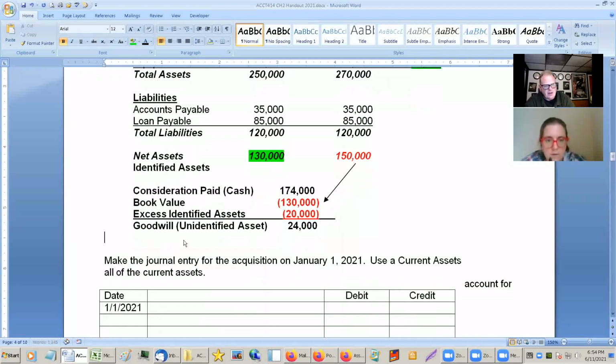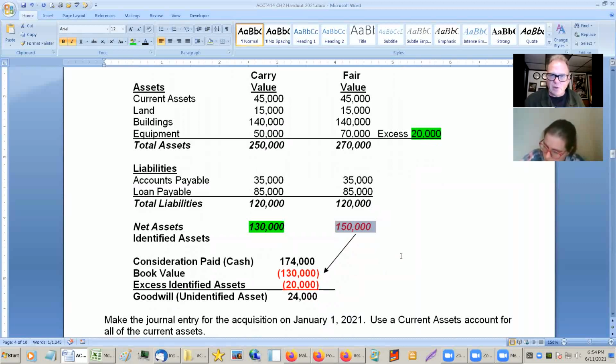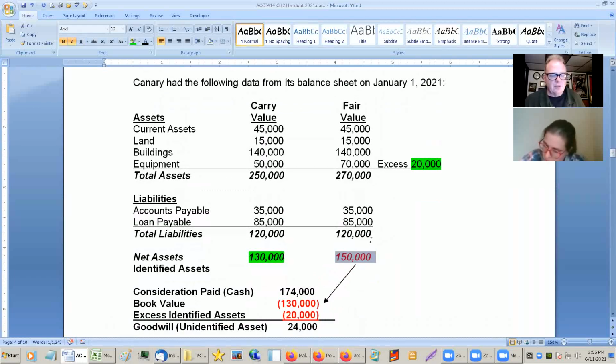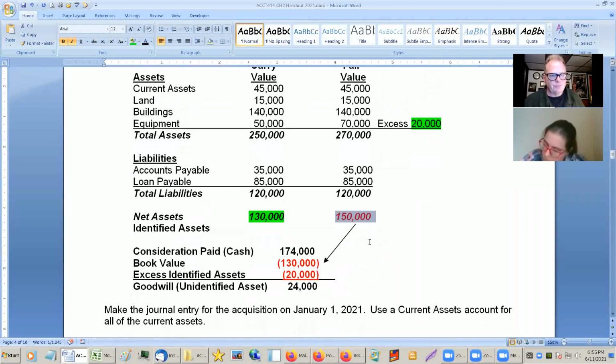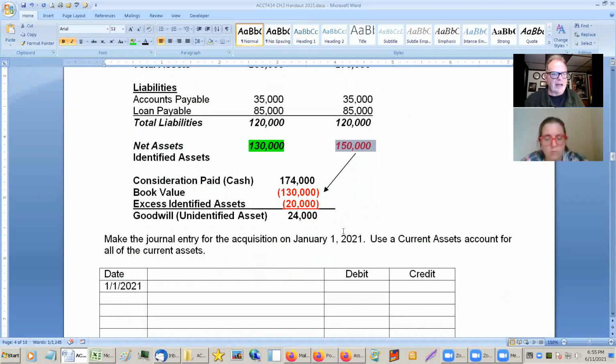To me, the easiest way to do it is just to find the fair value of the place, and what did you pay? If we paid more than that, there's a goodwill. If we paid less than that, it's a gain. If we paid exactly that, it's nothing. And this book value plus the excess identified assets, that's just the fair value of the assets. So I would just compare this versus what you got.